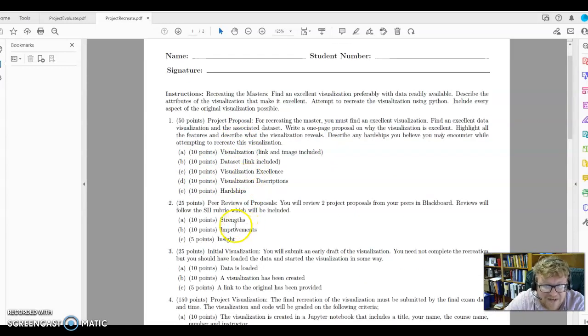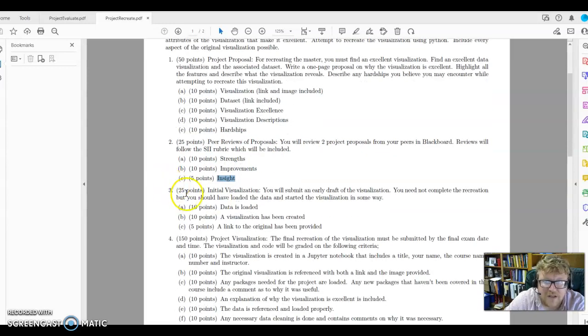Then the following Wednesday, you're going to do peer reviews. You're going to look at each other's proposals and say what's good, what's bad, and what really excited you about it. This SII rubric is there on Blackboard. You should take a look at it before you try to do a peer review, but we'll come back to that and look at it again.